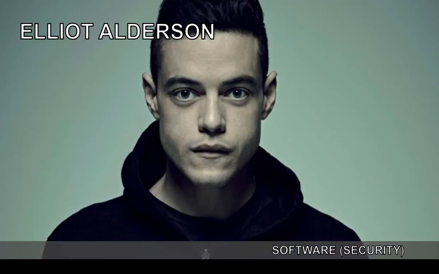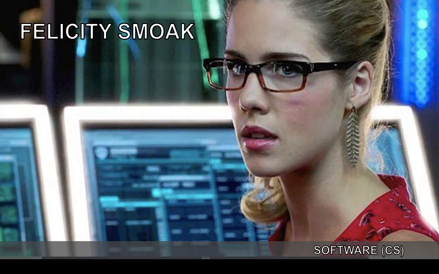So in Mr. Robot, he is a security software engineer, or a cybersecurity engineer, I think is his job title. So he's a programmer. And Felicity Smoak in Archer, not Archer, what's it called? Arrow. Well, I looked online, and she has a computer science degree from MIT. So this would be the same thing.